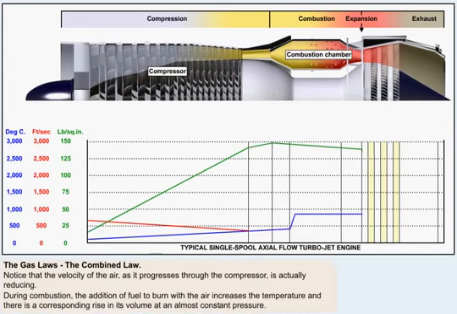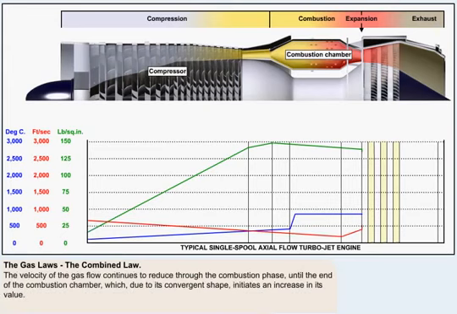During combustion, the addition of fuel to burn with the air increases the temperature, and there is a corresponding rise in its volume at an almost constant pressure. The velocity of the gas flow continues to reduce through the combustion phase, until the end of the combustion chamber, which, due to its convergent shape, initiates an increase in its value. The reason for this will soon become apparent.